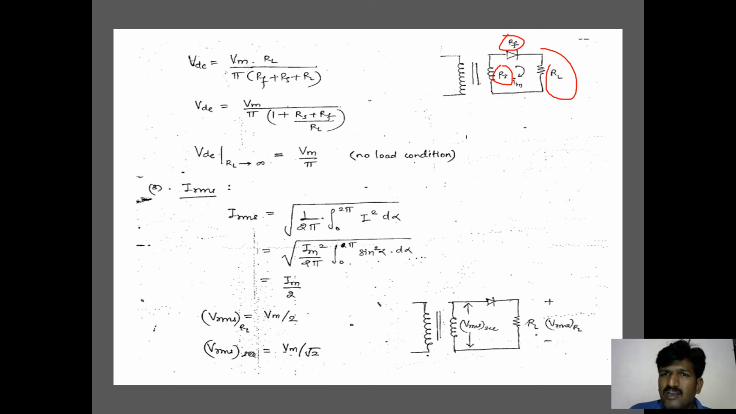So RS, RF and RL are all in series with each other. To know how much voltage drops across the RL, you have to apply the voltage divider rule. The voltage divider rule helps you calculate the voltage across a particular resistor when it is part of a series circuit. VDC is equal to Vm RL divided by pi times (RF plus RS plus RL). So you have to remember this.